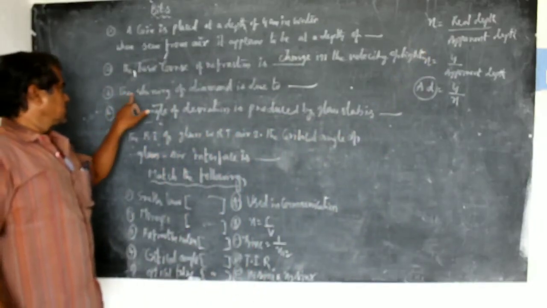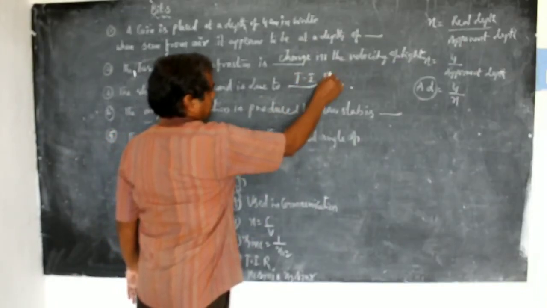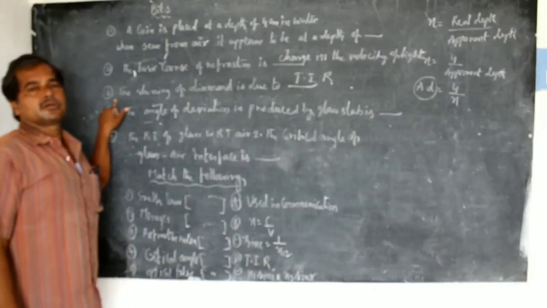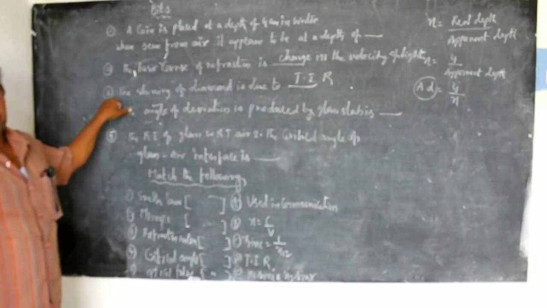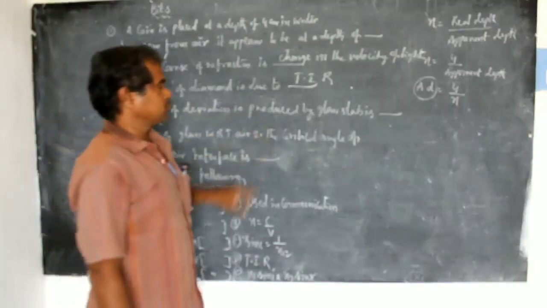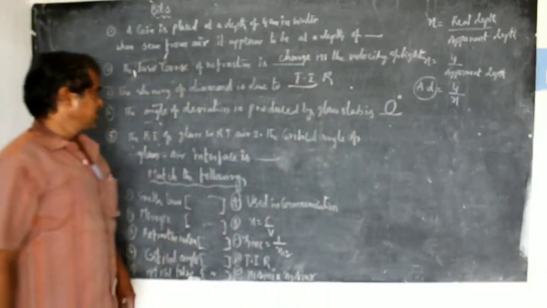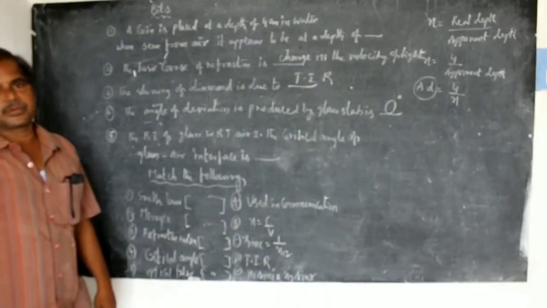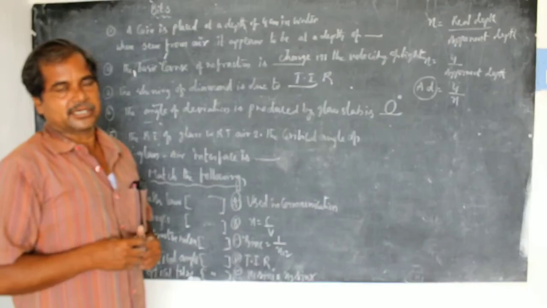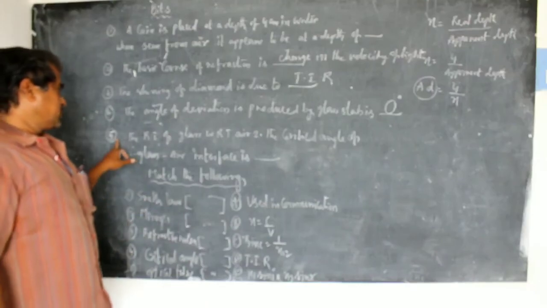Next, the shining of diamond is due to total internal reflection. Mirages are also formed due to the phenomenon of total internal reflection. Okay. The angle of deviation produced by the glass slab is 0 degrees. What is meant by angle of deviation? The angle between the incident ray and the emerging ray is known as the angle of deviation. When any light ray travels through the glass slab, no deviation occurs, so we can say that the angle of deviation produced by the glass slab is 0 degrees.